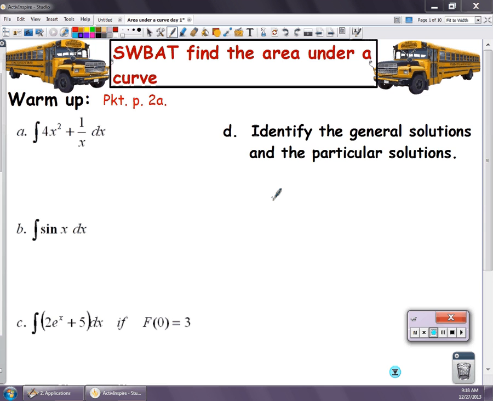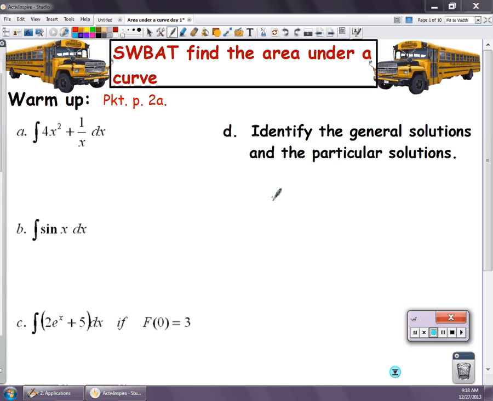In this video, we're going to take a look at finding the area under a curve. We're going to start with a warm-up. If you're in my class, you may want to skip on to the lesson. And if you are in my class and you're watching this video, I would encourage you to stop the video, do the warm-up, and then resume the video to see how you do.